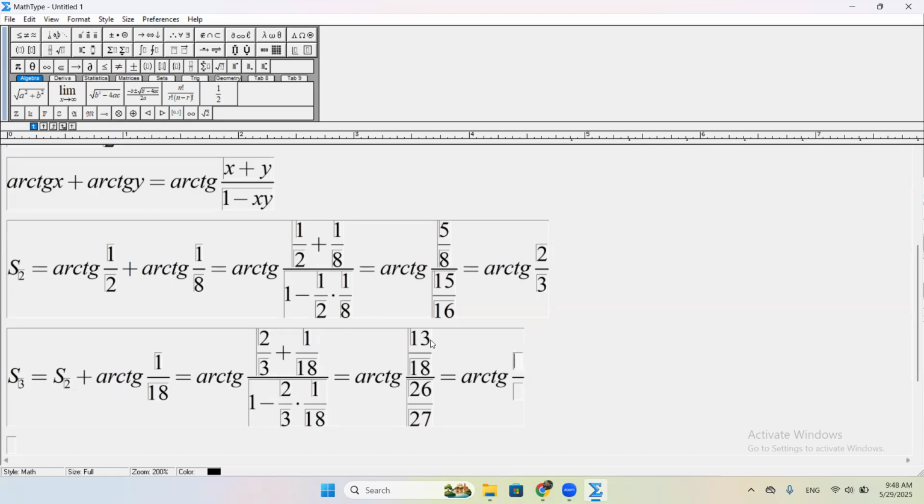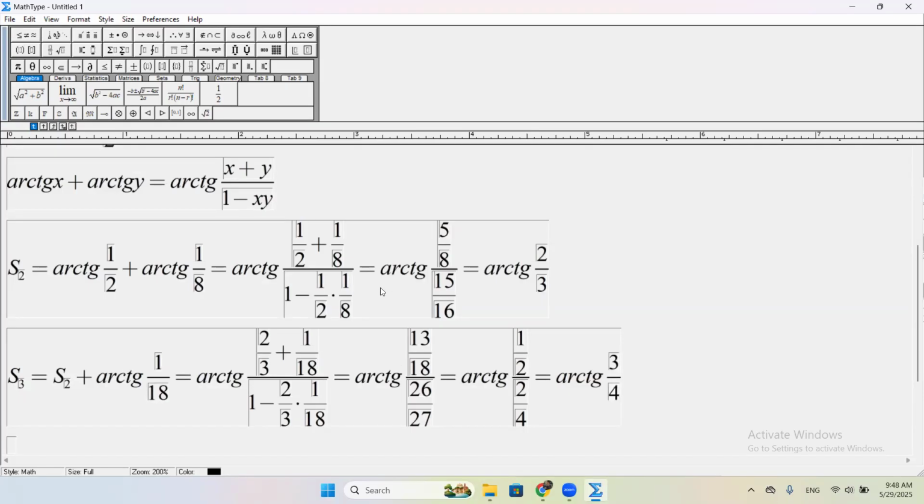Okay, so let's simplify it one by one. Dividing by 3, dividing by 9, here will be 2, and here will be 3. And it will be equal to arctangents of 3 over 4.